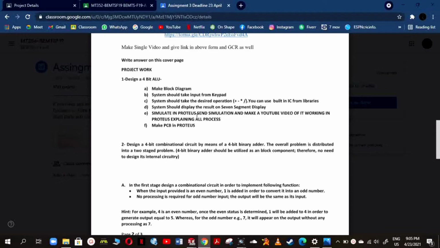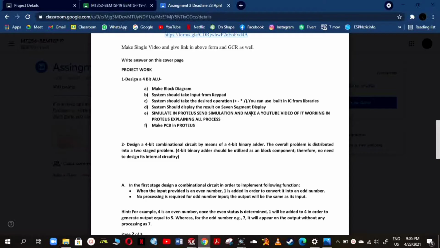And then the system should take the desired operation: addition, subtraction, multiplication. So we have to apply three operations, addition, subtraction, multiplication, with the help of ICs. We can use built-in ICs from our libraries, and then we have to display all the outputs and inputs with the help of our 7-segment display.